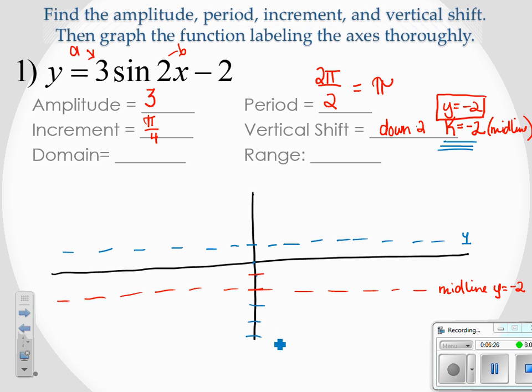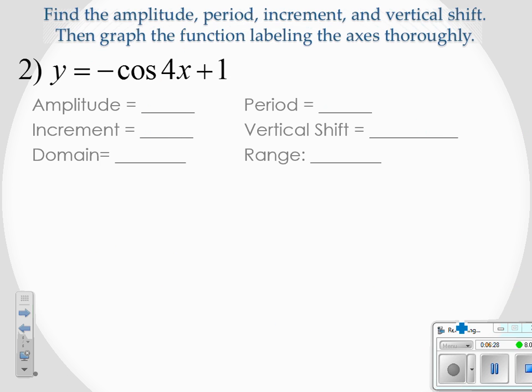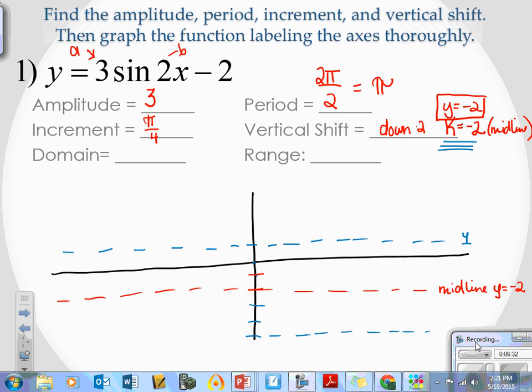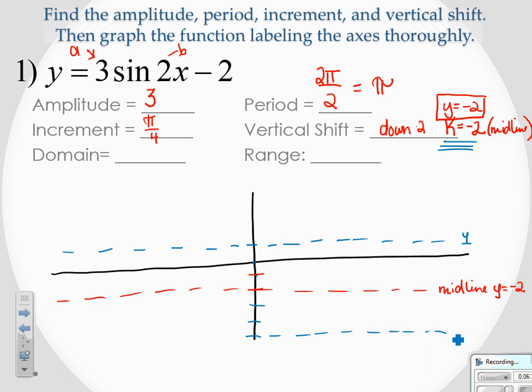1, 2, 3, which is -5. Oops, didn't mean to do that. Sorry about that. So -5 would be right here. So now we aren't going from the same number, negative to positive. We're going to different numbers because our midline has changed.